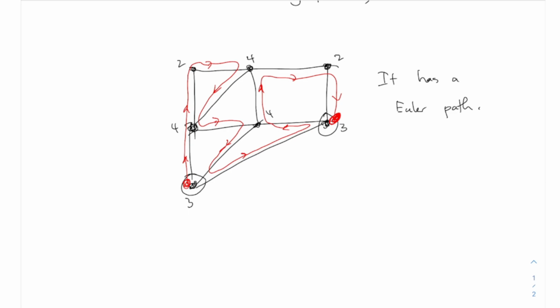Yeah? For the 2 odds, do they have to be the same number, or could they be like a 3 and a 5? Yeah, they're not always going to be the same number. In this example they were, but it doesn't always happen. So that's an Euler path.